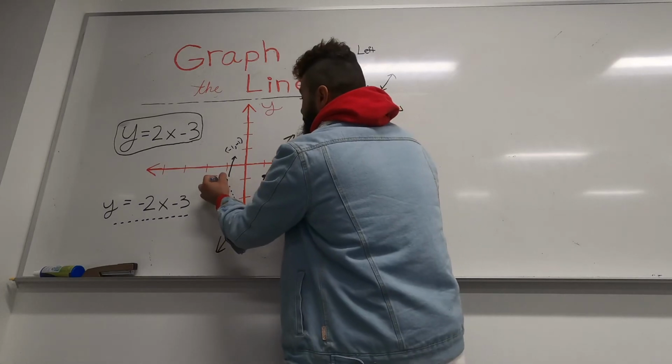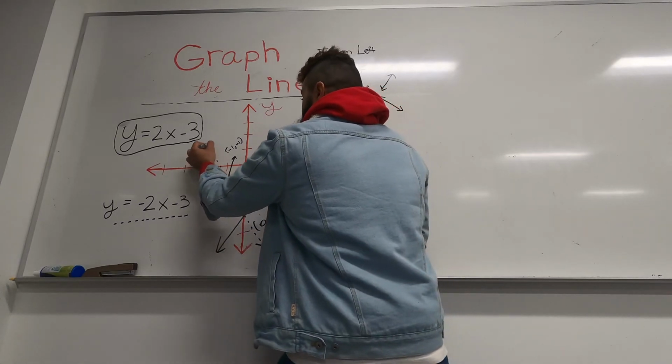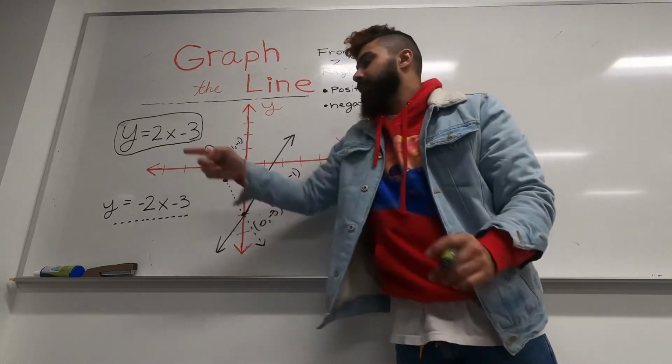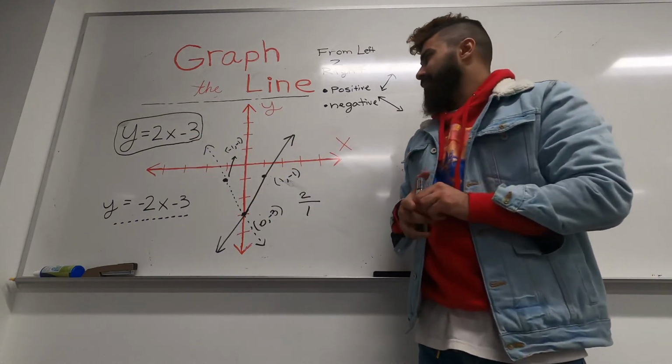So the dotted line is this one down here, and the solid line is that right there. And that is the graph of these two.